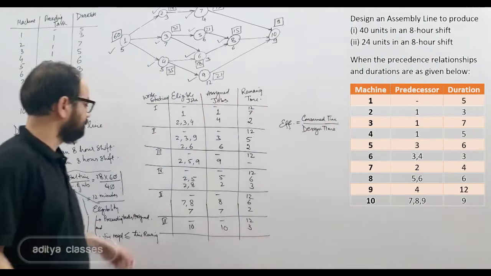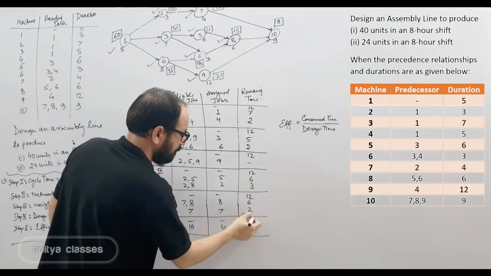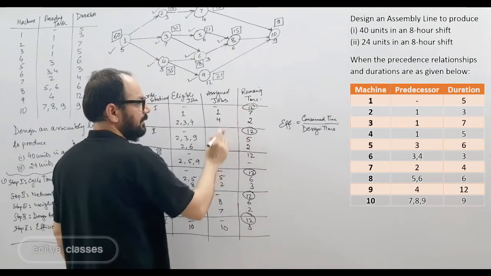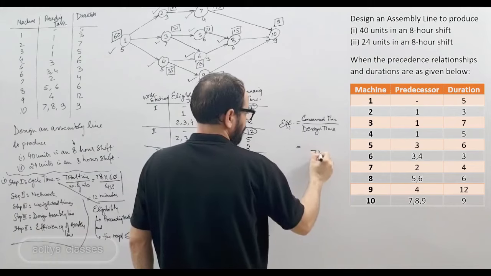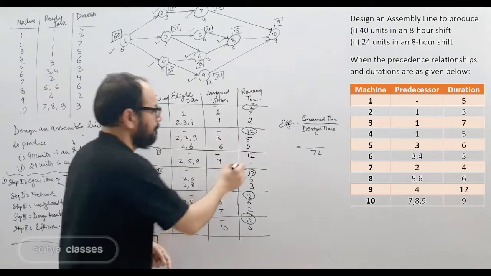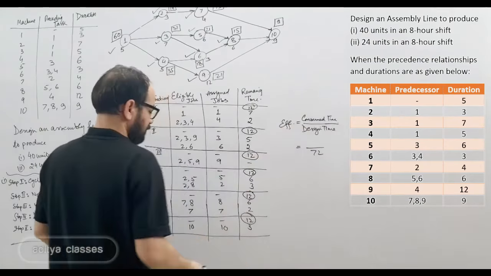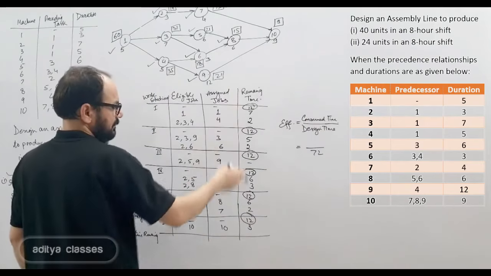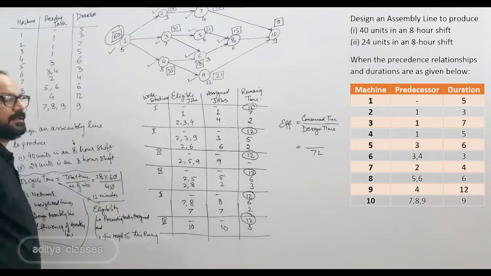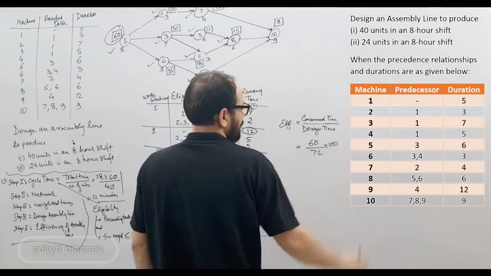What was my design time? I had 6 workstations, each workstation capable of performing tasks of 12 minutes. So my total design time is 72. 12, 24, 36, 48, 60 and 72 minutes of design time. What is the consumed time? Consumed time is whatever time we have consumed. How much time we have consumed? 60. This becomes my efficiency.